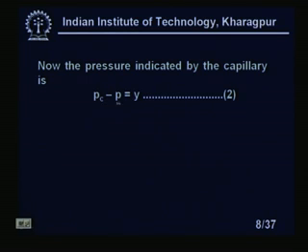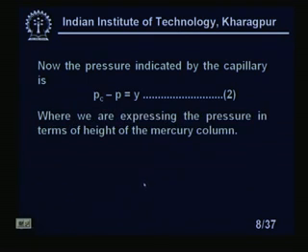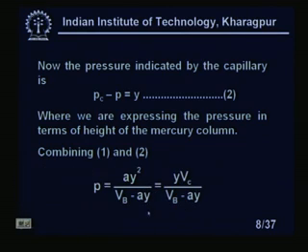If I divide it by D and g, the density and the acceleration due to gravity, I get the pressure expressed in height, in terms of the height of the mercury column. This is equation number 2, right. Now, combining 1 and 2, we get the unknown pressure P equal to Ay square upon Vb minus Ay, equal to Y Vc divided by Vb minus Ay.